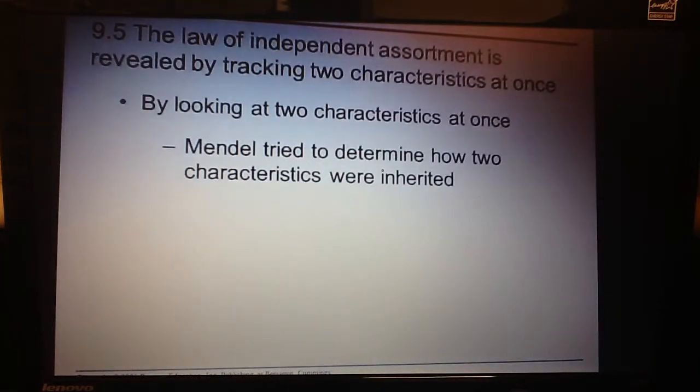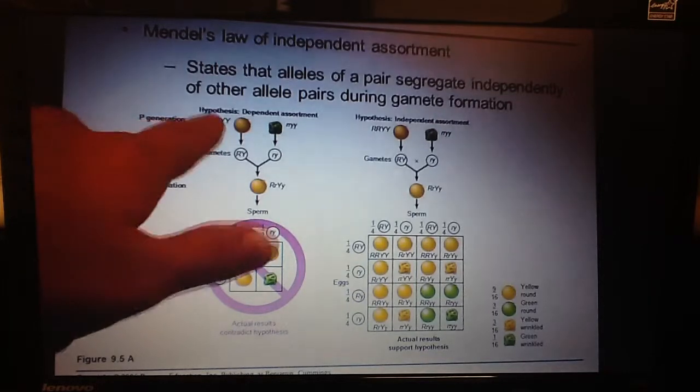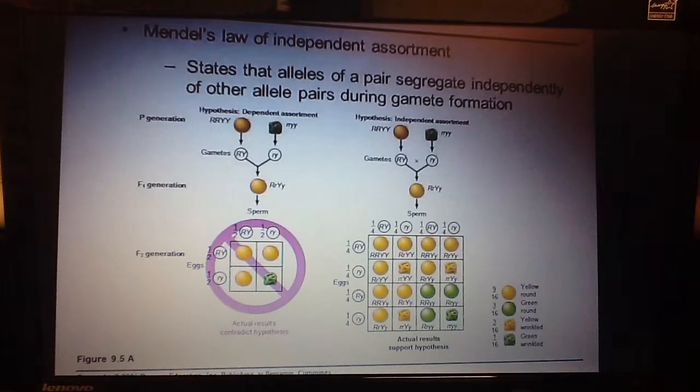So there's a law of independent assortment, and we can actually see this happen by tracking two traits or characteristics at one time. What we figured out is that the way that genes are separated is completely independent of what other genes are doing. And so here's an example. What he looked at were two traits. One was round versus wrinkled, and the other was green versus yellow.